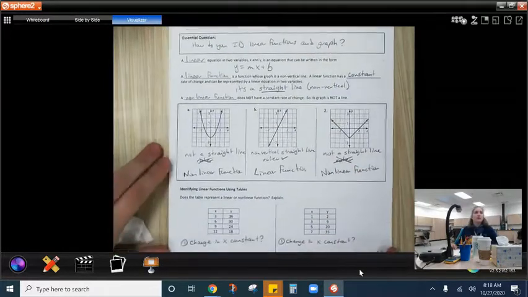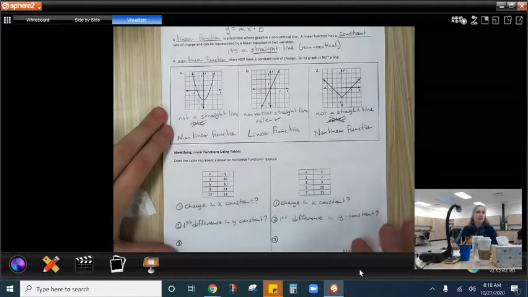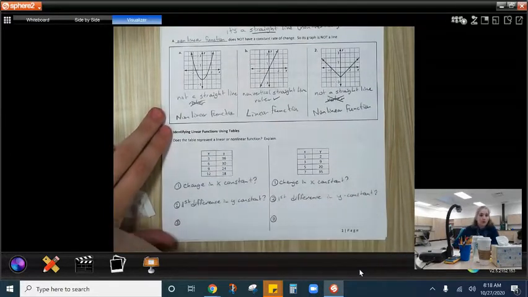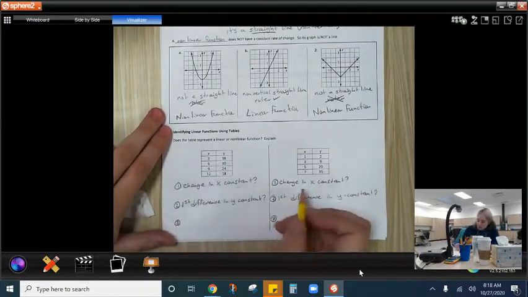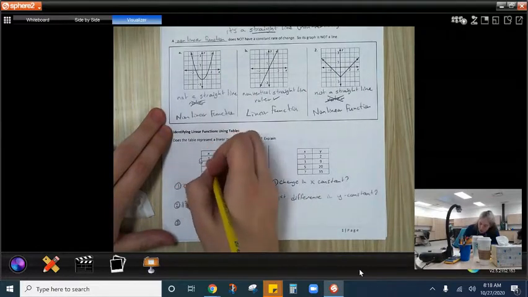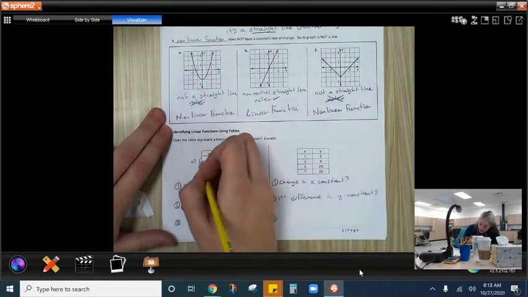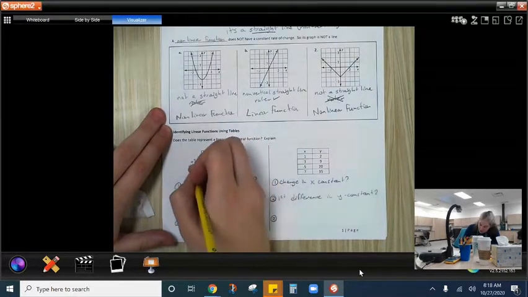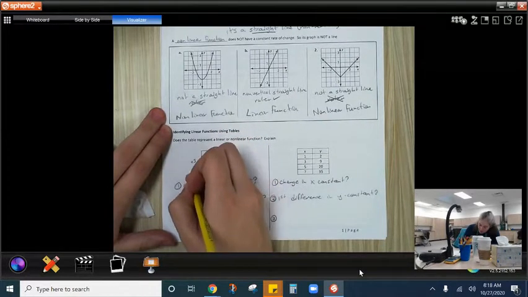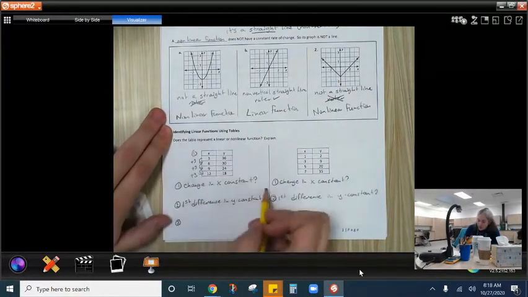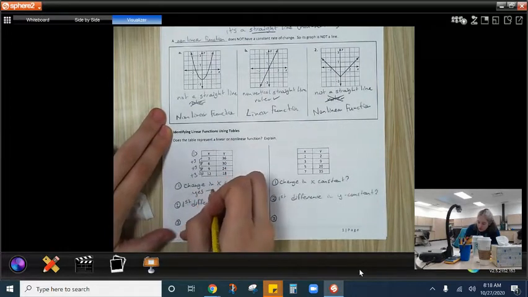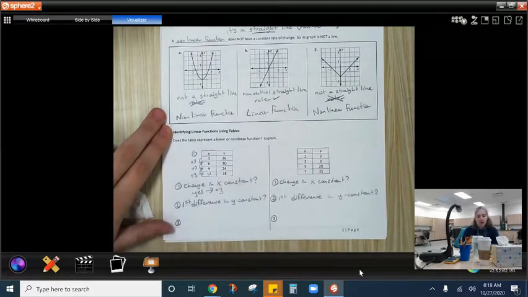So then when we come down here, let's say we have tables instead of graphs. The first thing we need to ask ourselves, is there a constant change in x? Well, I go from 3 to 6, I'm adding 3. When I go from 6 to 9, I'm adding 3. When I go from 9 to 12, I'm adding 3. So is there a constant change? Yes. We're adding 3 each time, constantly.